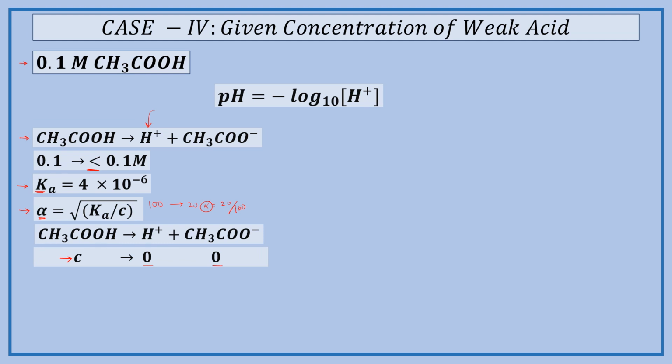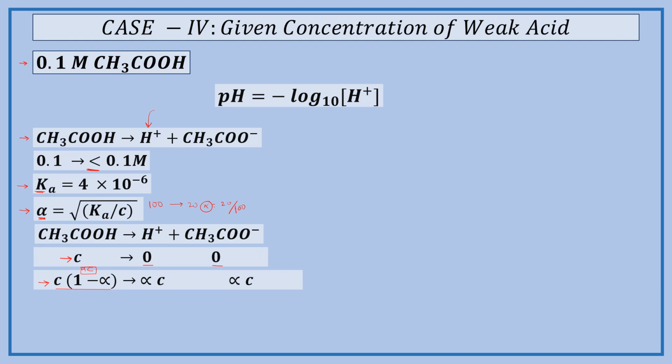Out of these C moles in a given volume, C times alpha will get reacted or dissociated, because alpha represents the fraction. So alpha times C will undergo dissociation. The remaining molecules will be C minus C alpha, which is the same as C times 1 minus alpha. This is the remaining acetic acid molecules in the solution which do not undergo dissociation.